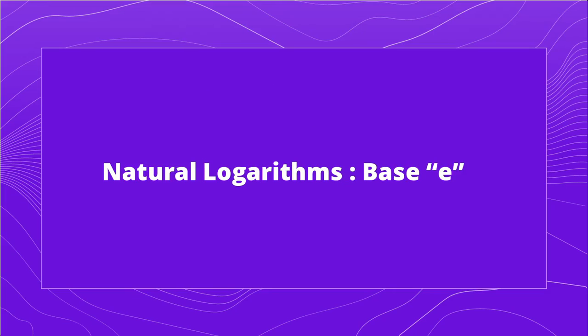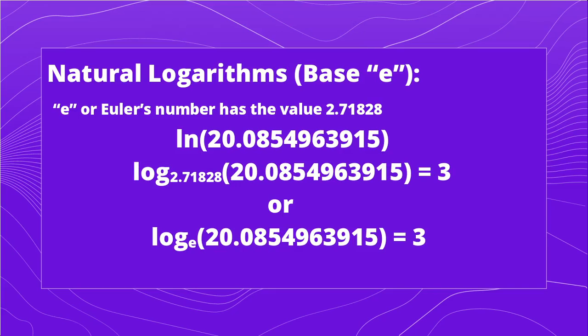The next topic I would like to discuss is natural logarithms with base e. So in this case, when our base number is missing, we use Euler's number or e, having the value 2.71828. Mathematicians use this value the most, and the ln button on our calculators has the 2.71828 value by default.